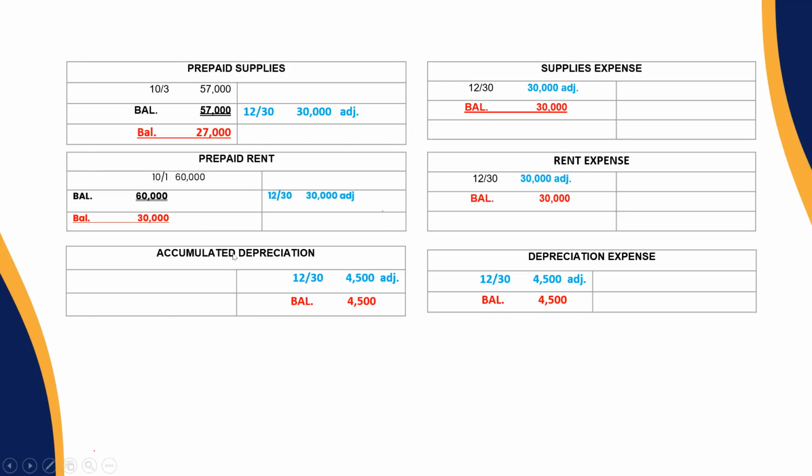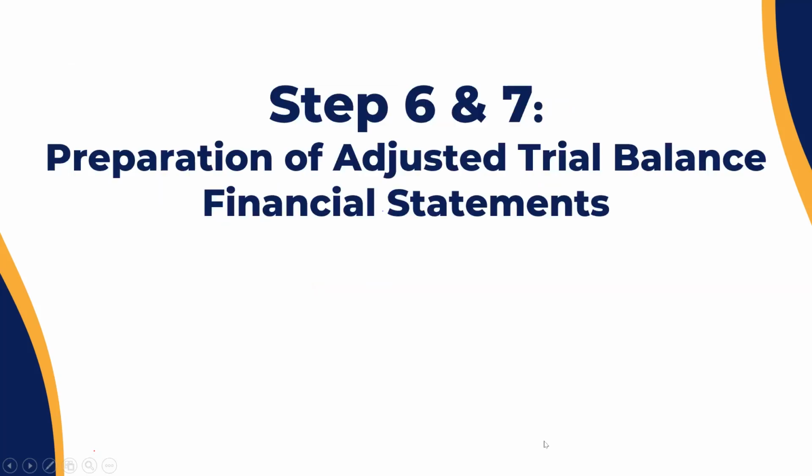Again, we also have accumulated depreciation and depreciation expense. Yan, 4,500 and 4,500 sa credit. Ito naman, depreciation expense is credit. So, next, after sa adjustment entries, after nyo siya ma-summarize, and after nyo siya ilagay sa sarili nilang ledger, anong next niyan? You are now ready for your adjusted trial balance in your financial statements. Okay. Before tayo niyan, balik muna tayo. Step 1. Ano nga ang step 1?